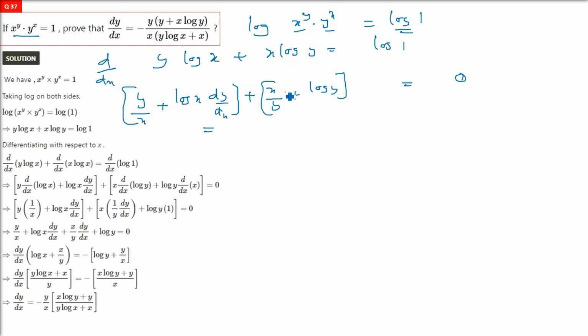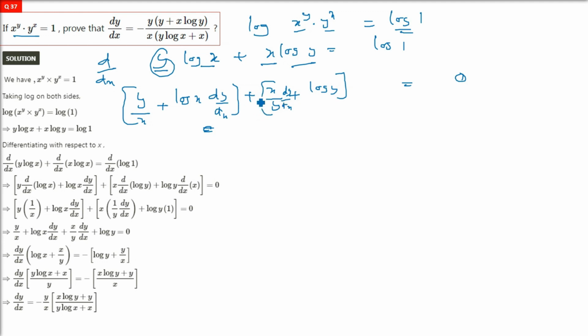Okay, there will be one dy by dx. See here, dy by dx, because we are differentiating with respect to x, not y. So this is y log x: 1 by x plus log x dy by dx. Here x log y is 1 by y and then dy by dx, plus log y. dy by dx of x is 1.